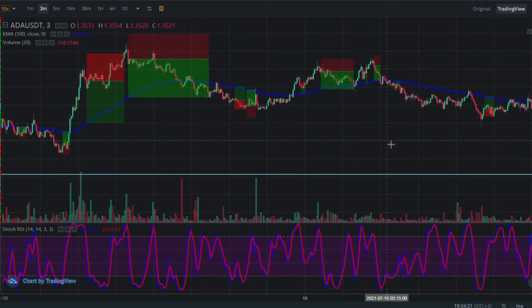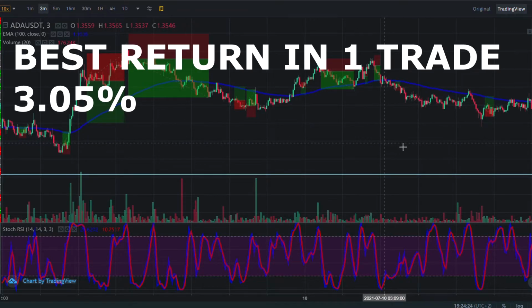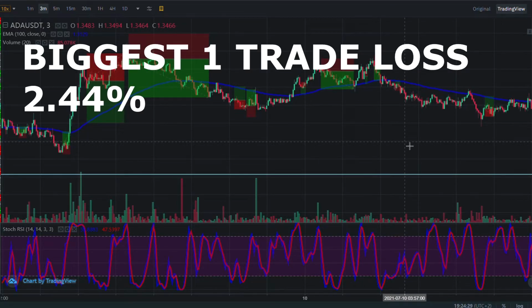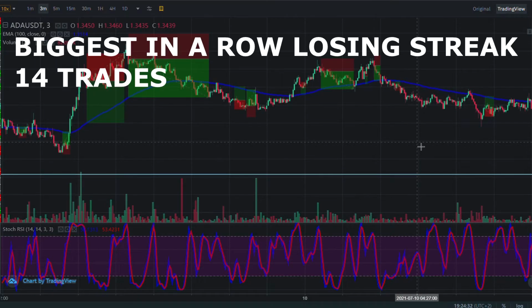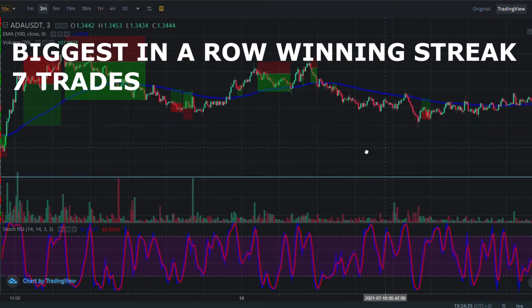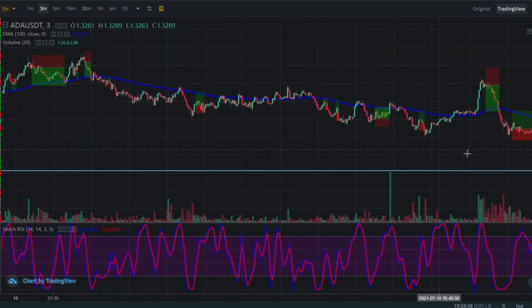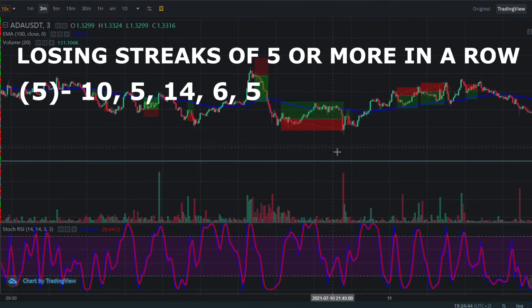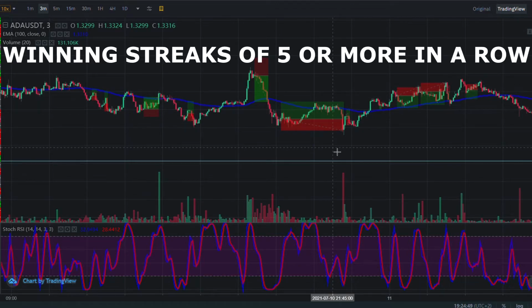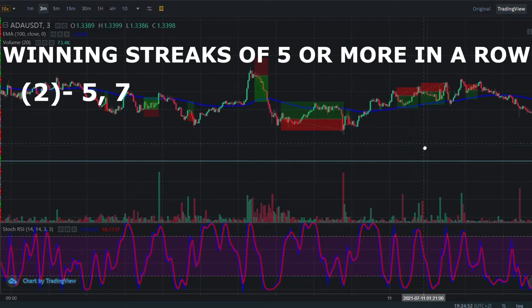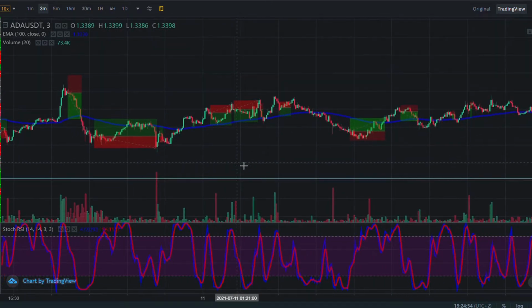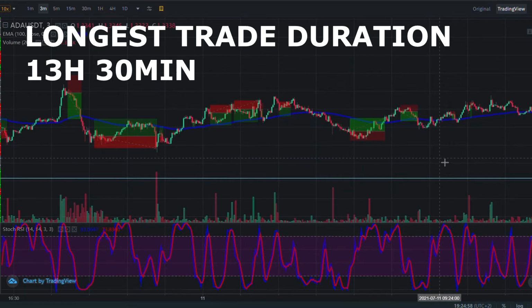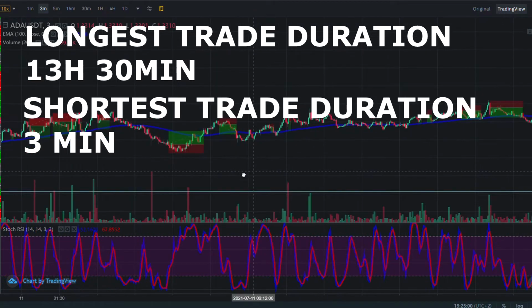The best return in one trade was 3.05%, and the most you would lose in one trade was 2.44%. The biggest losing streak in a row was 14, and the biggest winning streak in a row was 7. There were also 5 losing streaks of 5 or more losing trades in a row, exactly 10, 5, 14, 6 and 5, and 2 winning streaks of 5 or more in a row, and those are 5 and 7. The longest trade is 13 hours and 30 minutes long, and there were plenty of 3-minute ones as the shortest trades.